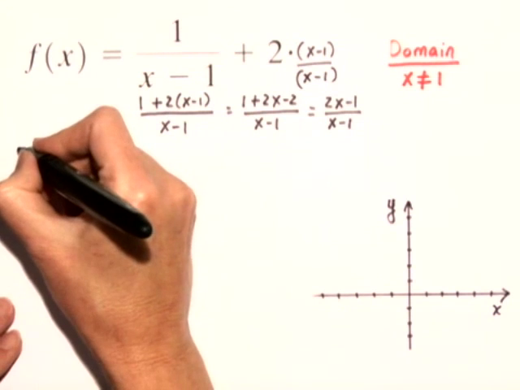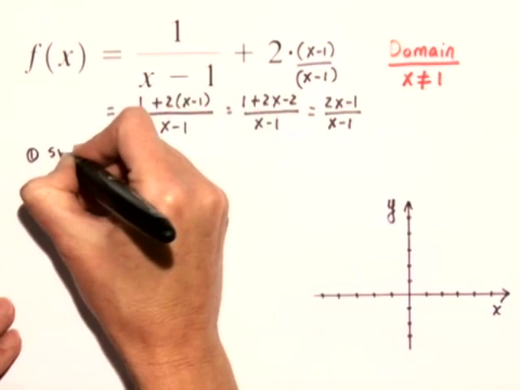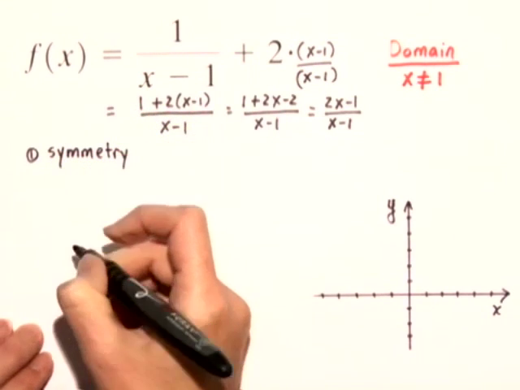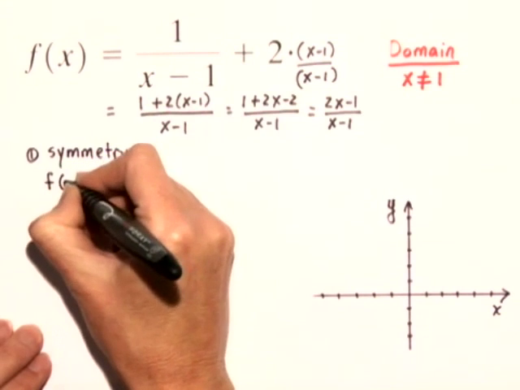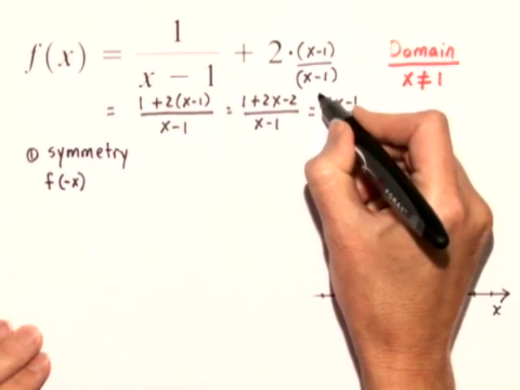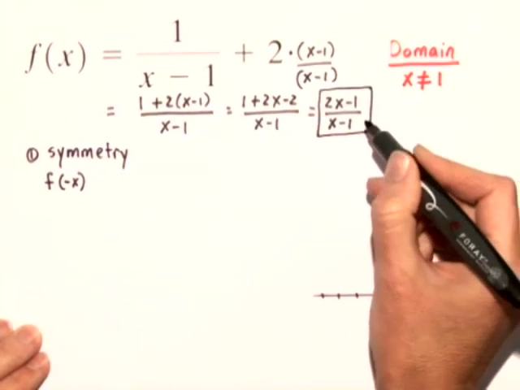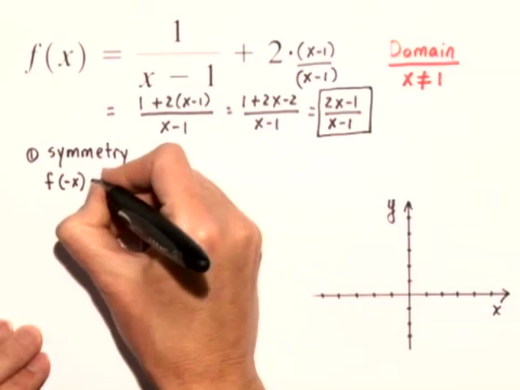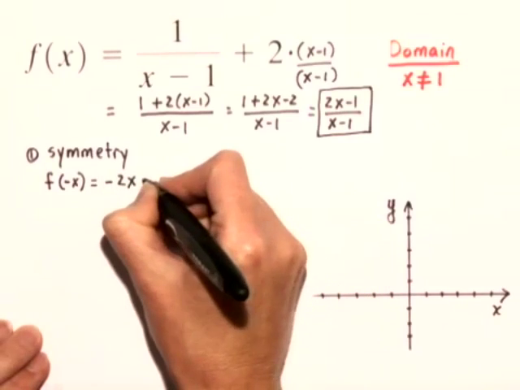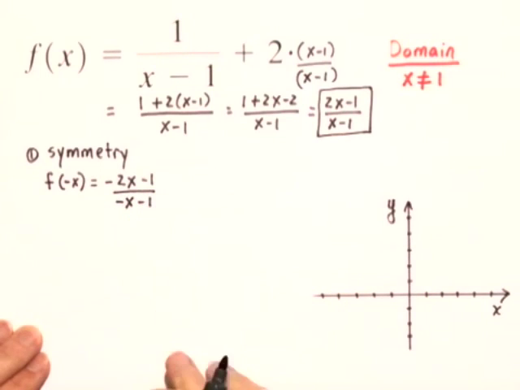The first step is to determine if there is any symmetry. So, in order to determine symmetry, we look at f of negative x. I'm going to substitute negative x right into here. I'll put it in a box so we can refer to it. Into this function, if I substitute negative x in for each x, I'll end up with negative 2x minus 1 in the numerator, and I'll end up with negative x minus 1 in the denominator.